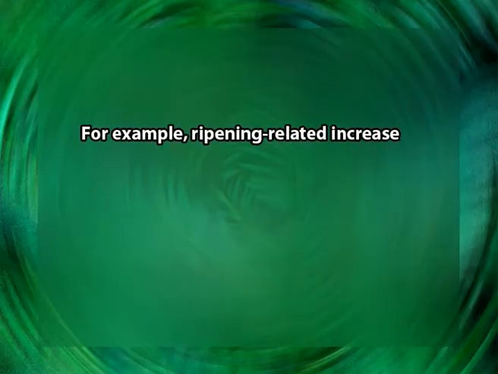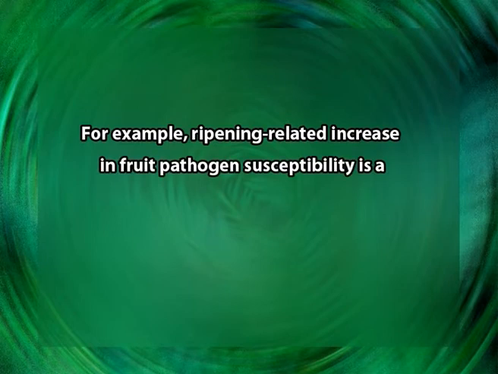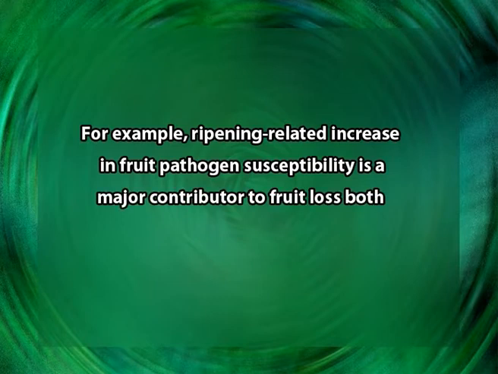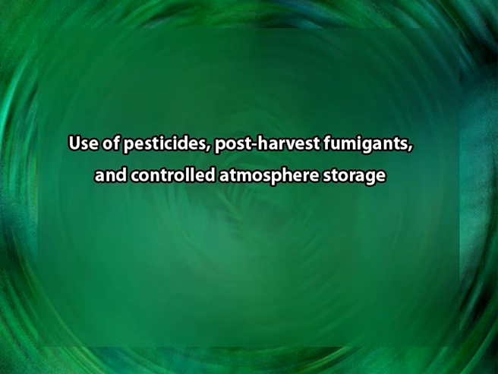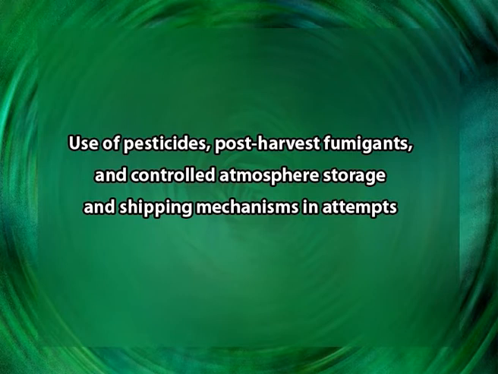For example, ripening related increase in fruit pathogen susceptibility is a major contributor to fruit loss both before and after harvest. This genetically regulated change in fruit physiology currently necessitates the use of pesticides, post-harvest fumigants and controlled atmosphere storage and shipping mechanism in attempts to minimize loss. In addition to being wasteful of energy and potentially harmful to the environment, such practices represent major expenses in fruit production.